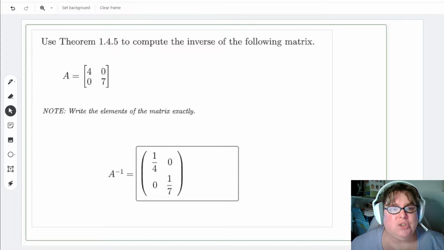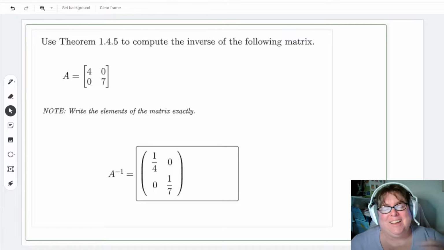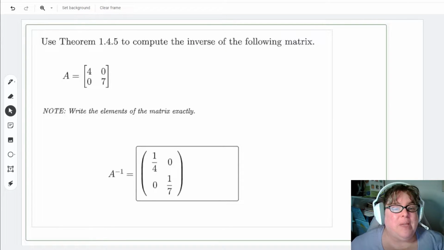The question tells us to use theorem 1.4.5 to compute the inverse of the following matrix A. And we have a 2 by 2 matrix, which means we have 2 rows and 2 columns. Whoops, these are columns, these are rows. Sorry. And we need to find the inverse. Now you'll see I already have the answer here. So spoiler alert, there's the answer. But I'm going to go ahead and show you the steps on how to get that.